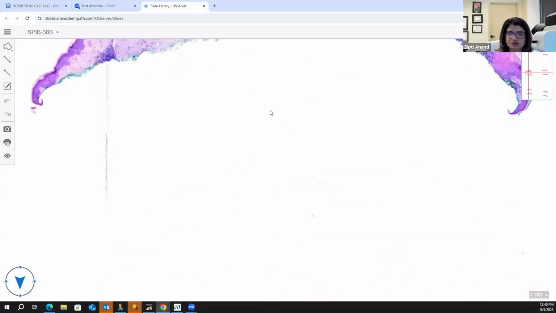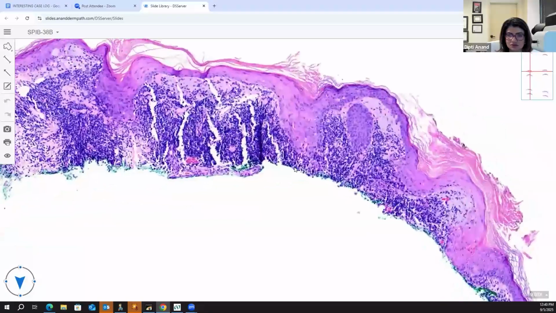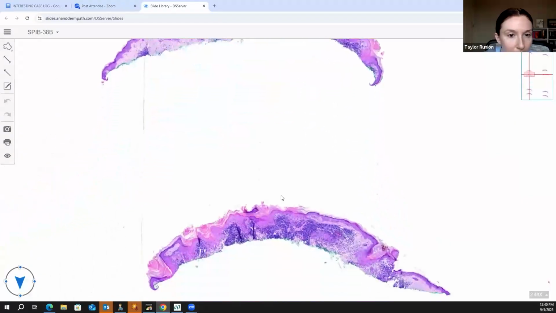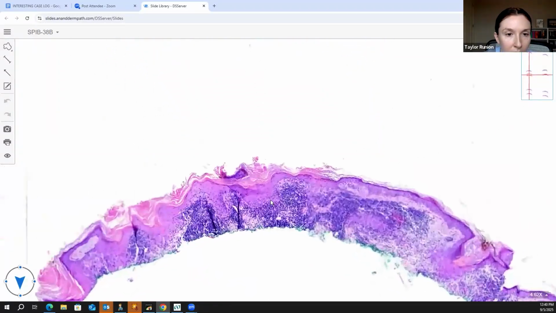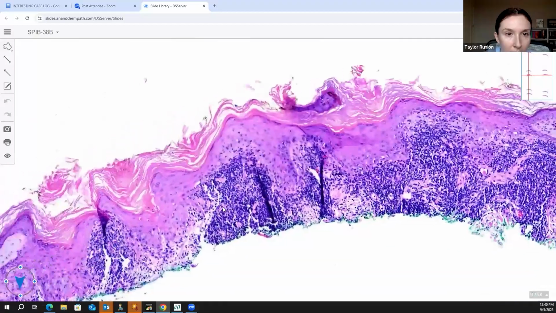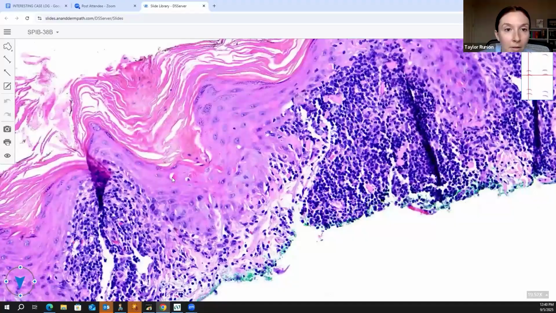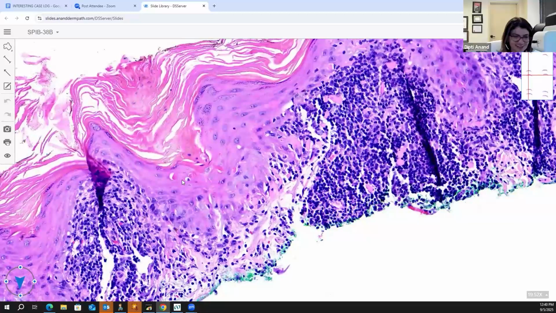Do you want to take this one as well? Yes, I can. For 38B, I also saw some follicular plugging here. The overall picture I saw was a lichenoid inflammation. Also the thickening of the basement membrane zone. And then I noted some apoptotic cells. You mean to say necrotic cells? Necrotic cells. Yes, okay.